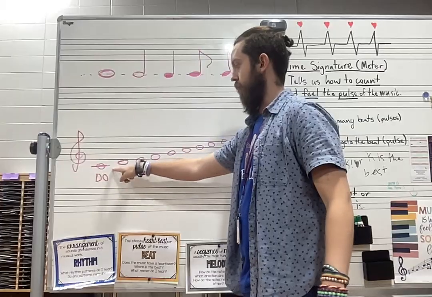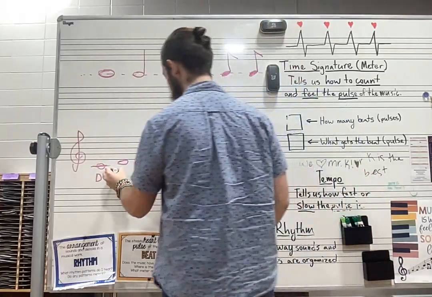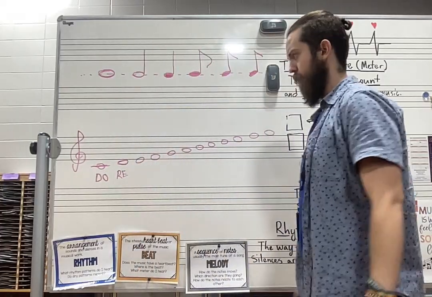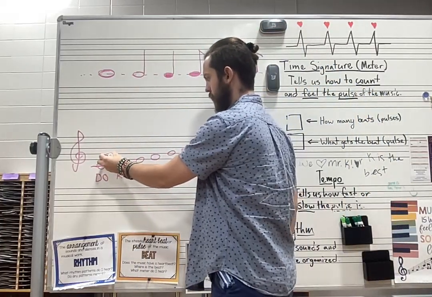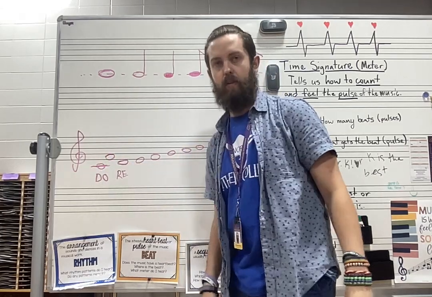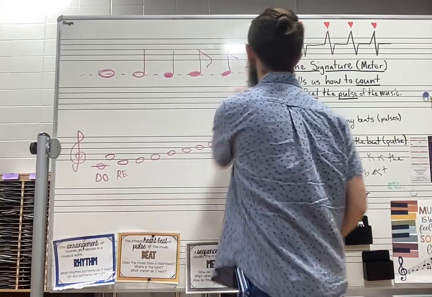So if this note is do, the next possible place for it to be would be just underneath the first line, and that is re. I saw a few people write in this note as re, and that would not be correct. And that note is actually fa. We're going to talk about that in just a second.